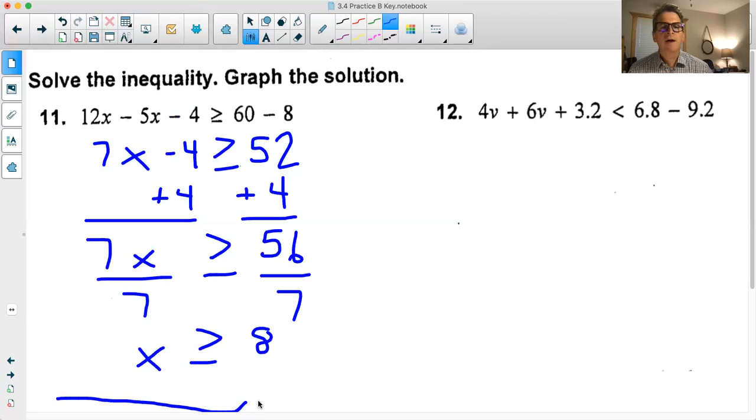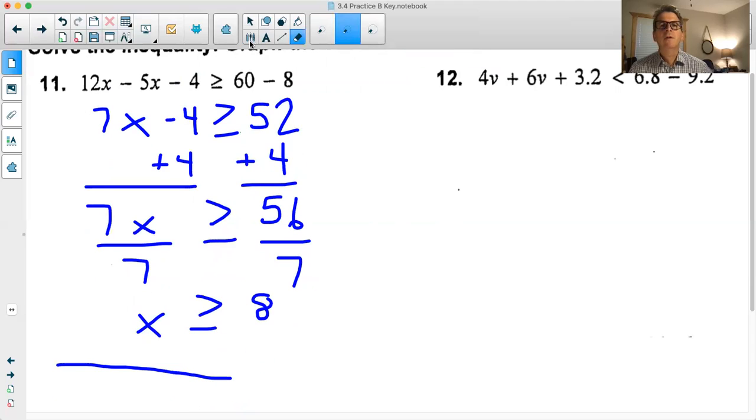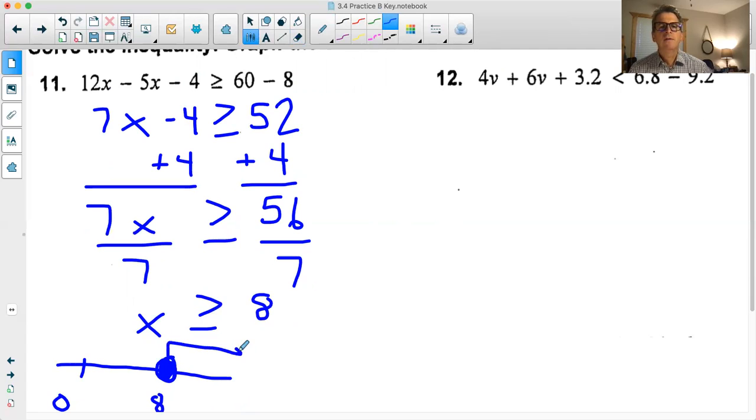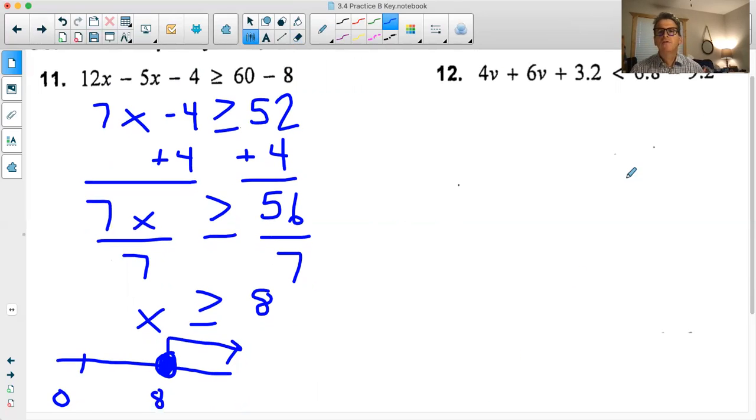And if you're going to graph that, oops, that was a bad line there. Graph that, it would look like this. You'd have 0, you'd have 8, and you'd have your greater than or equal to. So you have a solid dot, and everything would go off to the right. 7 times 8 is 56. Okay, so simplifying, move forward with that. Let's try number 14 here.